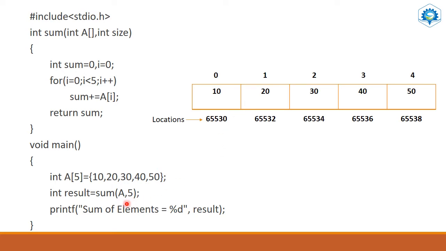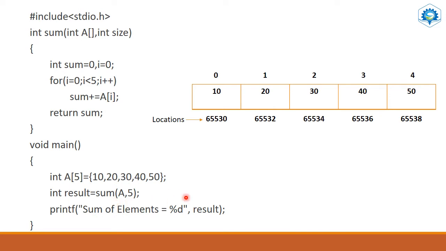In the memory, when an array is declared, some space is allocated for storing the elements of the array. Assume that these are the addresses of the different elements of the array. We know that array elements will be placed in contiguous memory locations. So assume that 65,530 is the first address, 65,532 is the second address, and so on. There will be a difference of 2 bytes because we are storing integer elements.